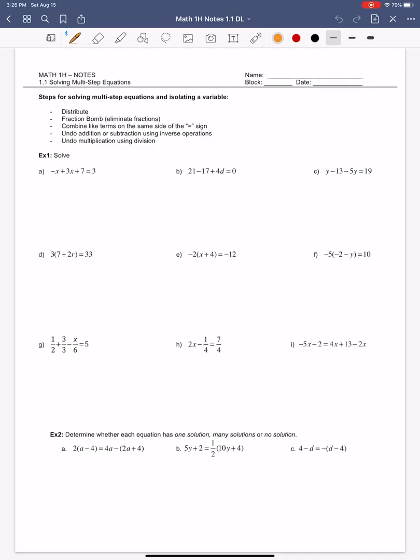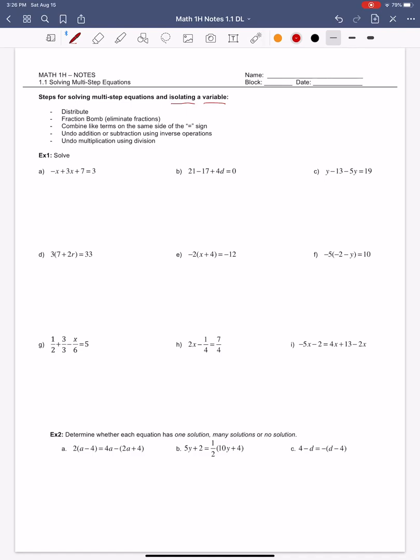So at the top, you can see there's some steps for solving multi-step equations and isolating the variable, because ultimately that's what our goal is here. Our goal is to isolate whatever the variable is that they're asking for, right? Solve for x or solve for y or whatever the variable is. And these are our steps that are shown here, and they don't always have to be followed in this exact order, right? But I think that sometimes if you use this order, it's going to be the easiest.